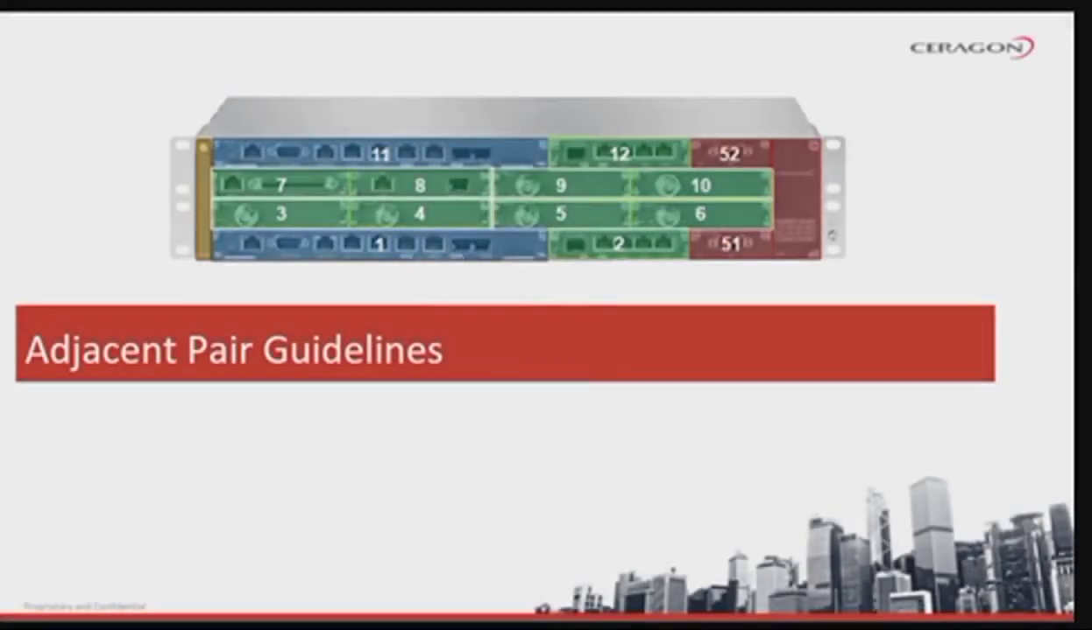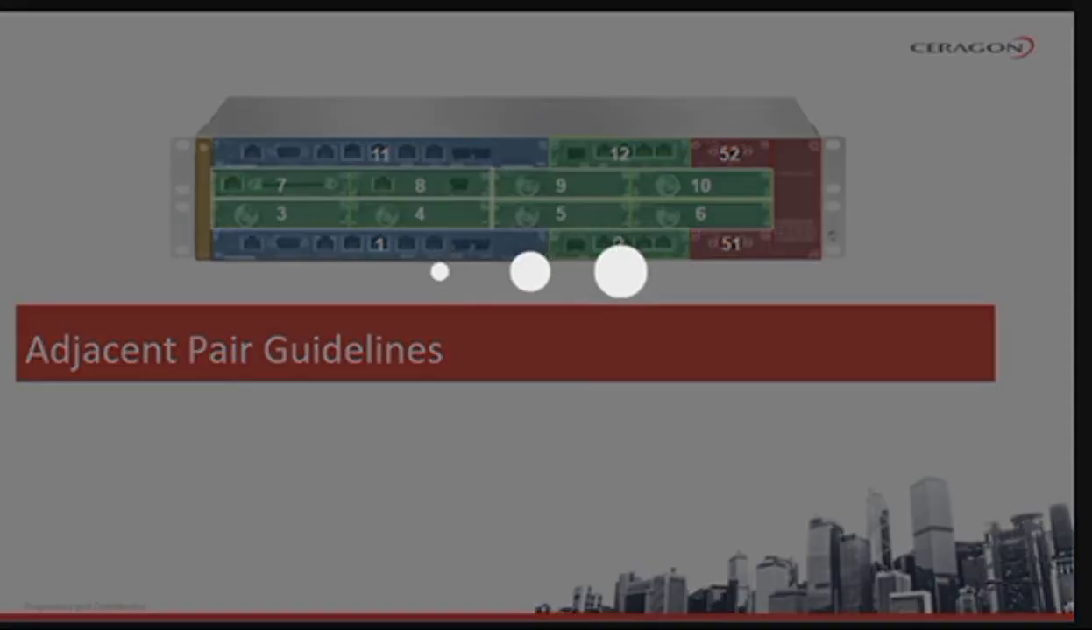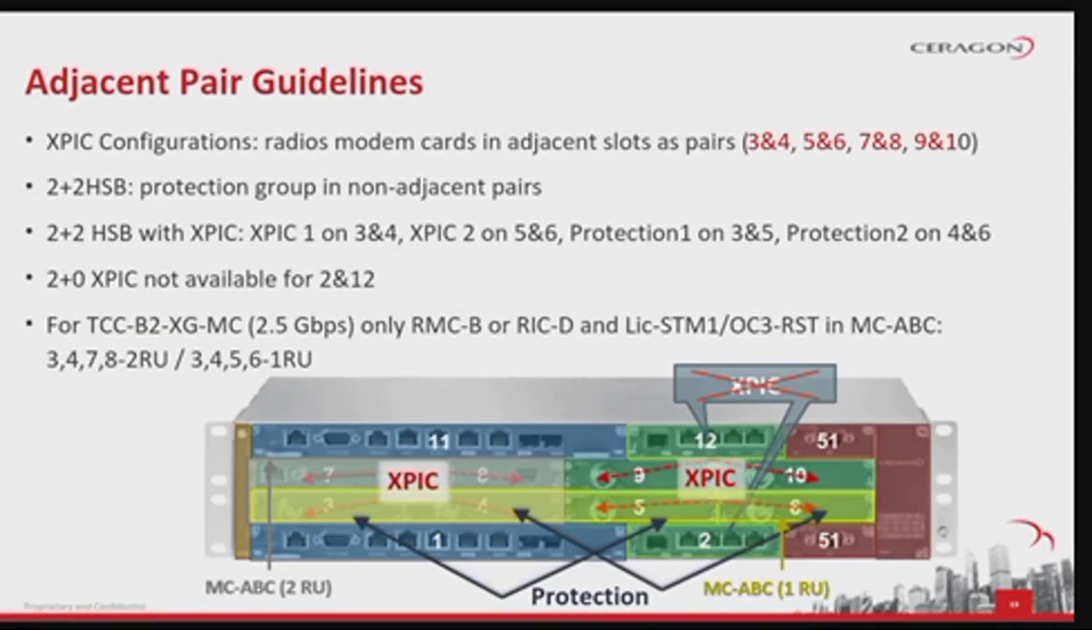Now, for some guidelines in how to use adjacent pairs of cards with the IP-20N. RMCs that are planned to be used in XPIC configurations must be placed in adjacent pairs, as follows. Slots 3 and 4. Slots 5 and 6. Slots 7 and 8, 2-rack unit only. Slots 9 and 10, 2-rack unit only.